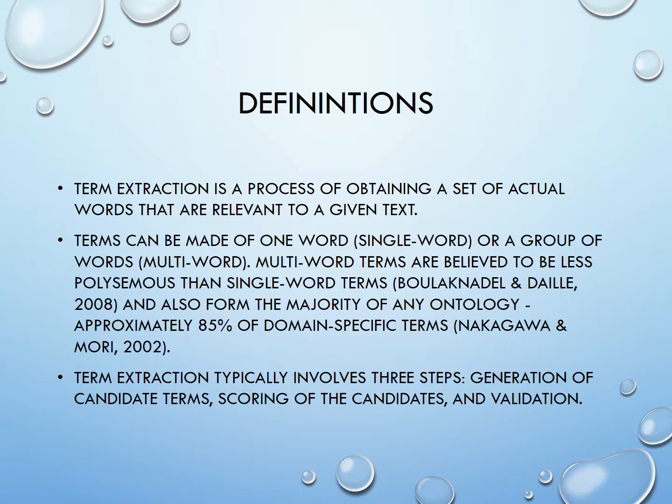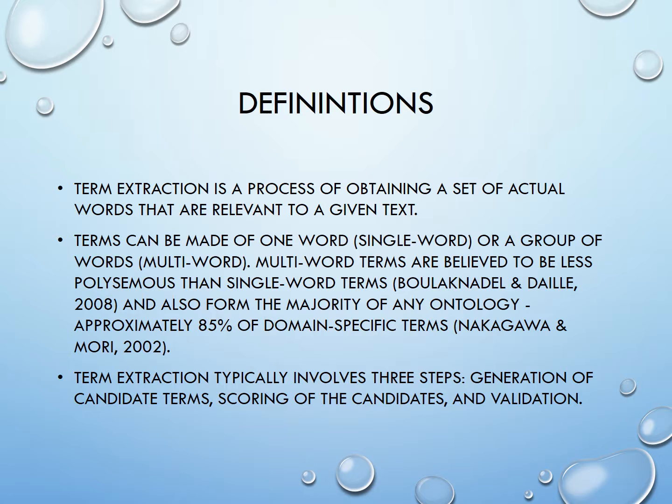So term extraction is the process of extracting the words and phrases that are relevant, that are important in a given text. Terms can just be one word or a multi-word group of words. Multi-word terms are usually more precise or less polysemous or ambiguous than single words. And also, in an ontology or description of concepts in a particular domain, most terms are multi-word.